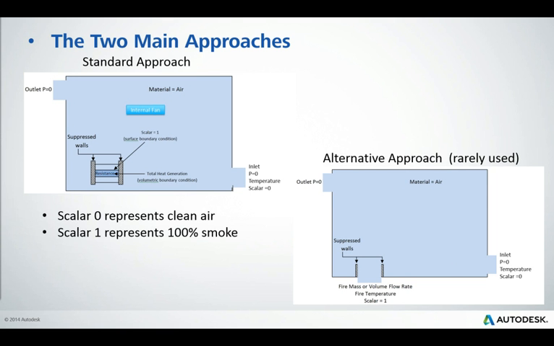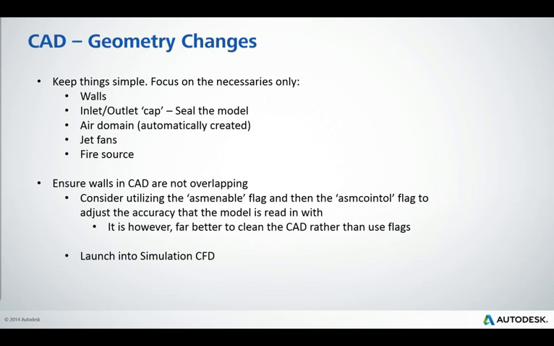So from a CAD model, we need to really focus on what we need in CFD. Keeping things simple is the key. We also need the walls and any important geometry. We need some kind of cap to seal the volumes. What we tend to do is draw an additional part on the inlet and the outlet, and then when we bring that model through into CFD, if it's 100% sealed, CFD will build that internal, often complicated air volume for us. We also have our jet fans and our fire source, and I'll go into a bit more detail about the specifics of their shapes in a moment.